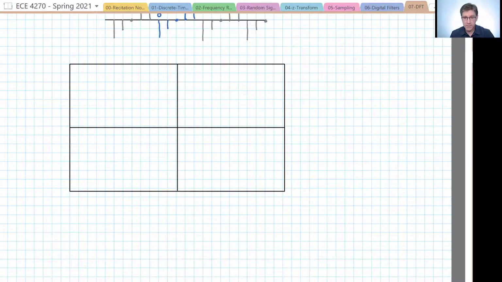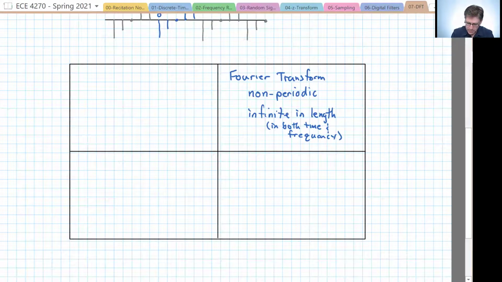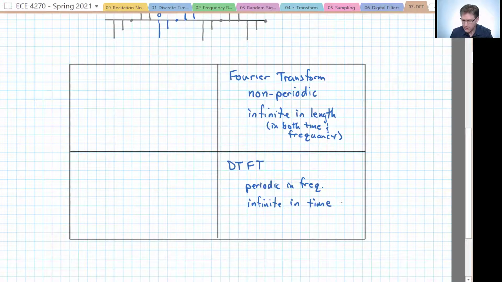The first is, if we have just the Fourier transform, there seems to be no periodicity. It is infinite in length in both time and in frequency. We've also studied the DTFT, discrete time Fourier transform, and that was periodic in frequency and infinite in time length.